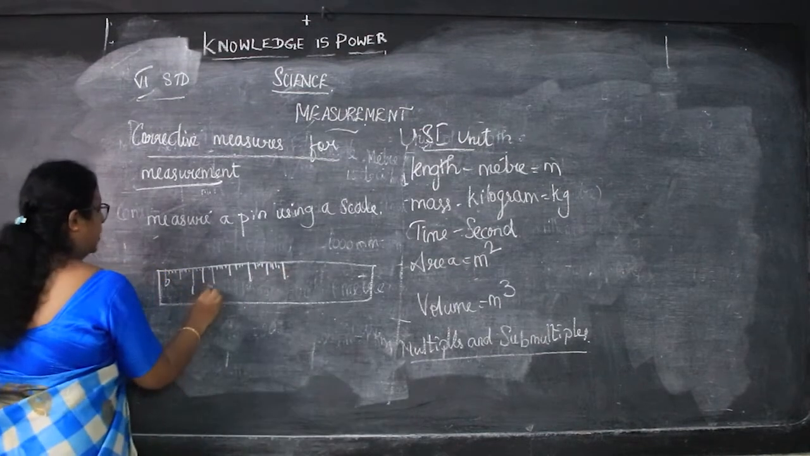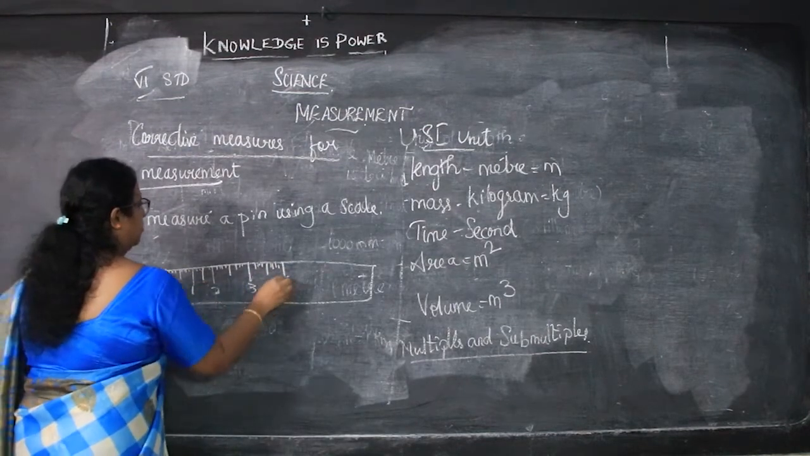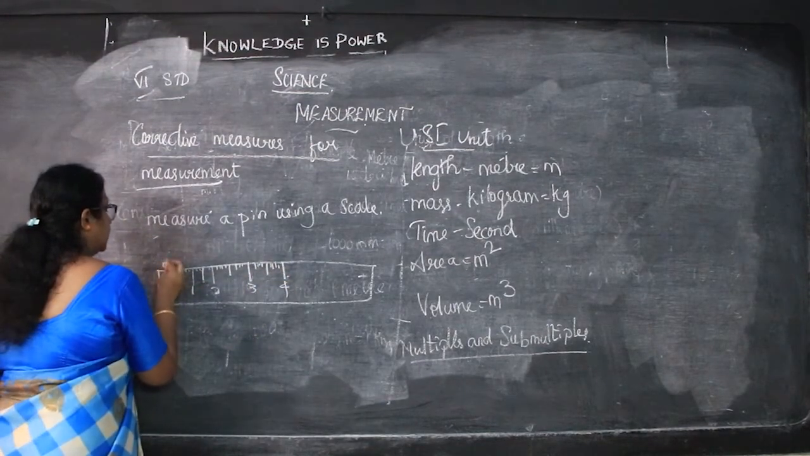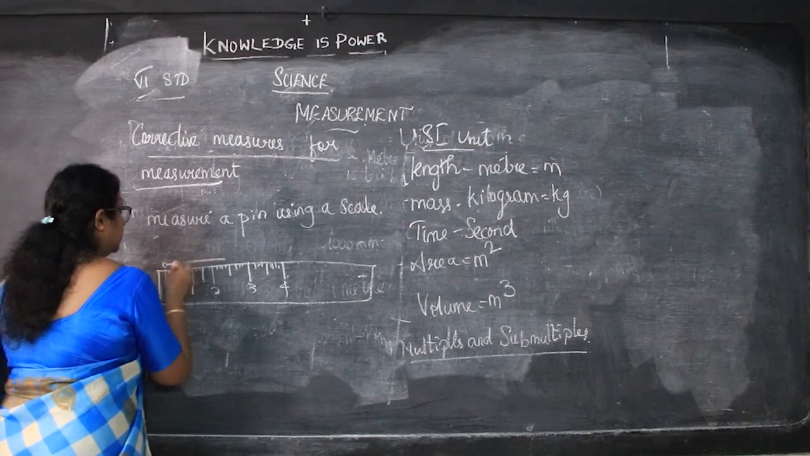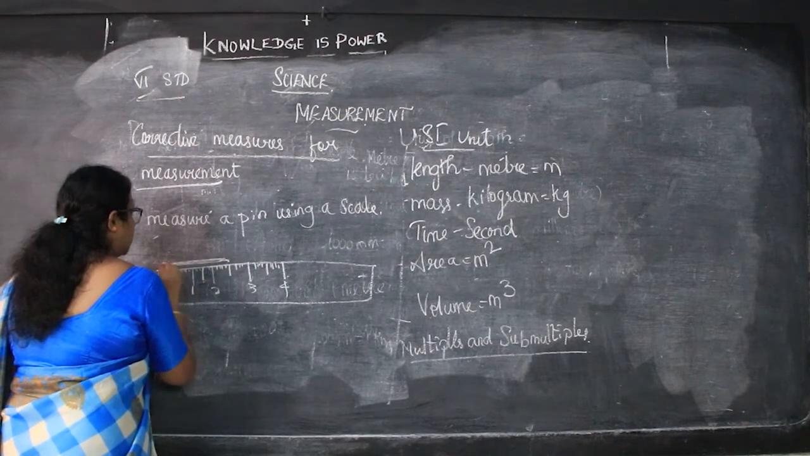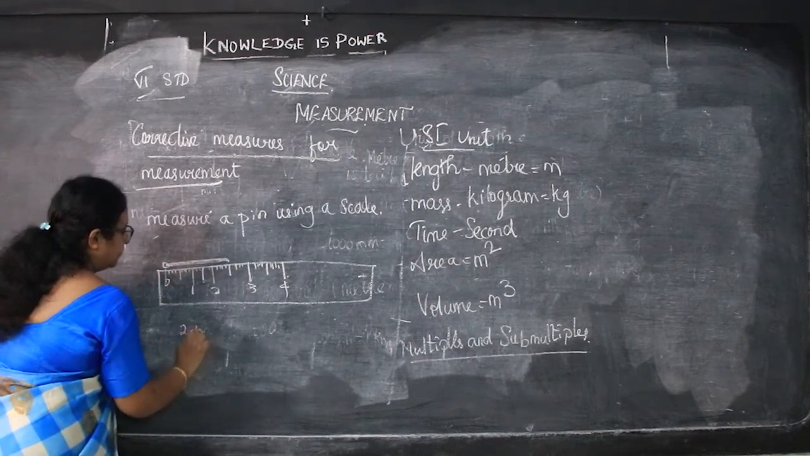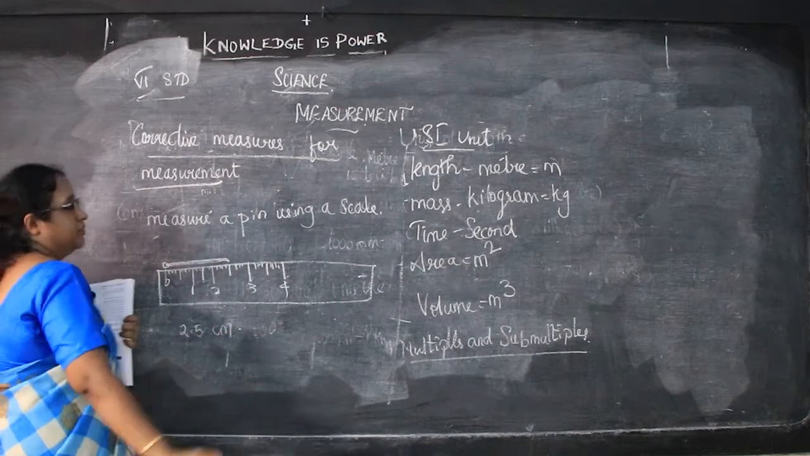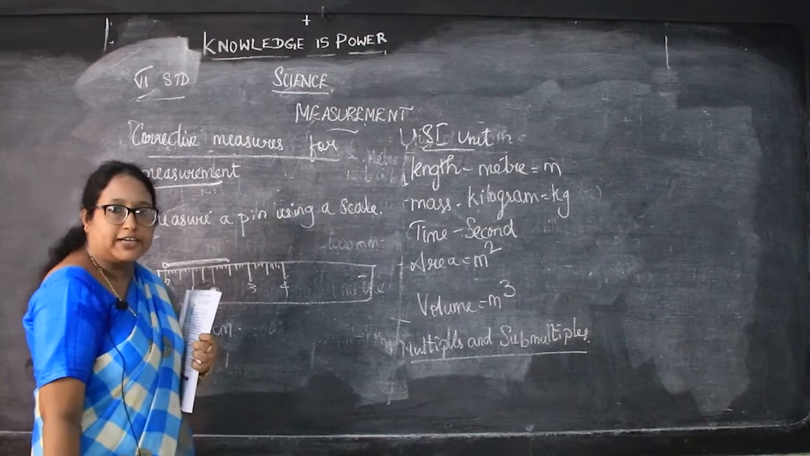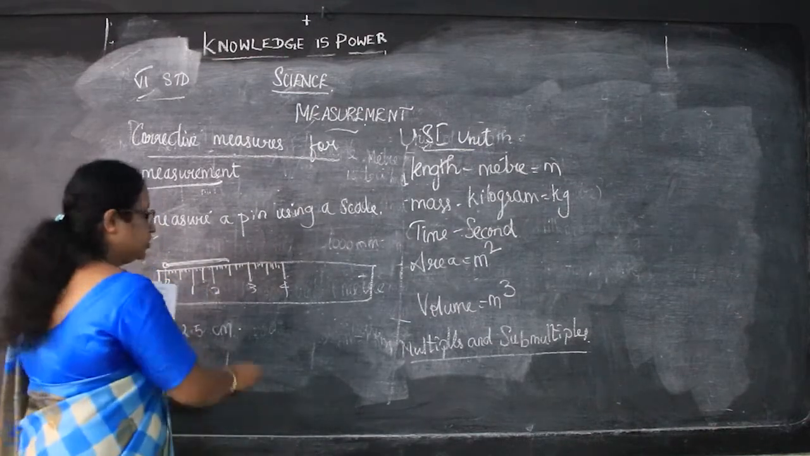That is 1, 2, 3, 4. Now, you have to keep a pin. Now, what is at 0? That is 2.5 centimeter. So, the measurement of a pin is 2.5 centimeter. Did you understand this, children?